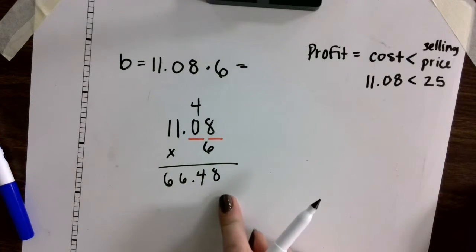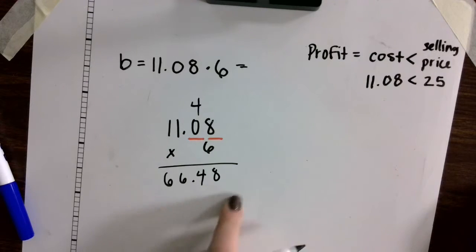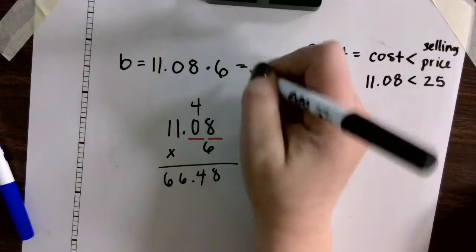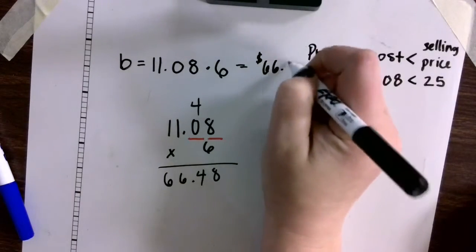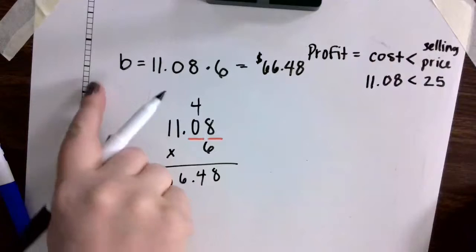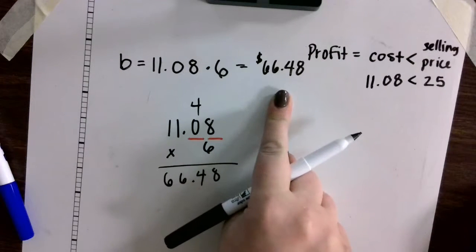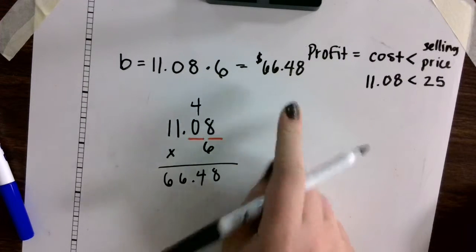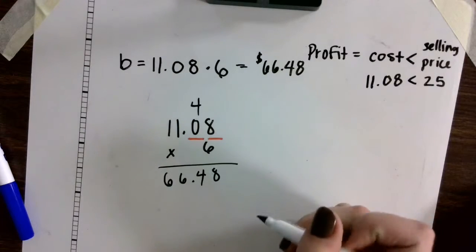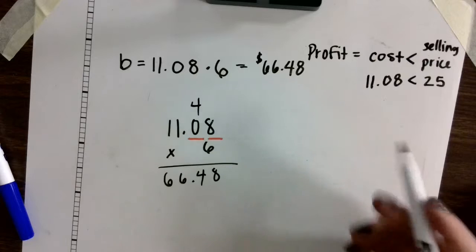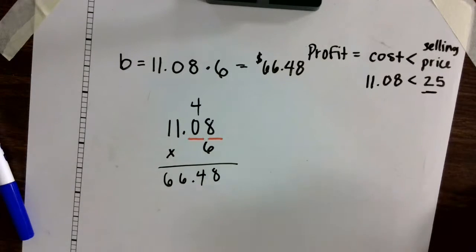All right, looks like we got our answer of 66 and 48 hundredths, or $66.48. Making sure I'm putting my dollar sign up here. Okay, cool. So then I know my cost to make 6 chairs is $66.48. But now we have to find an equation that can be used to find the amount of money for selling 6 chairs. Remembering our selling price is $25.